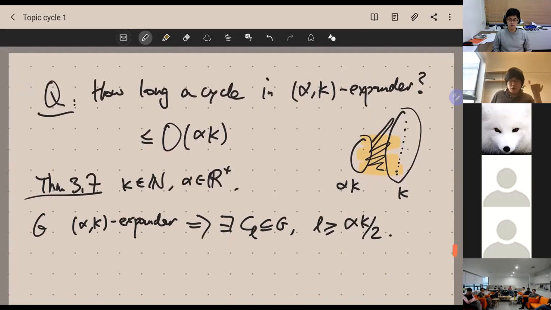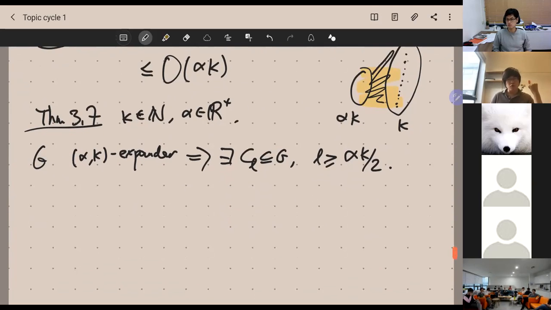The reason I want to talk about this is that I want to demonstrate that not only can DFS give you a long path, but it can also give you a long cycle. Later on, we will introduce another very important technique, the Pósa rotation extension and edge sprinkling, which can improve on the constant factor here. But for now, this is a very short proof of giving a very long cycle in an expander.